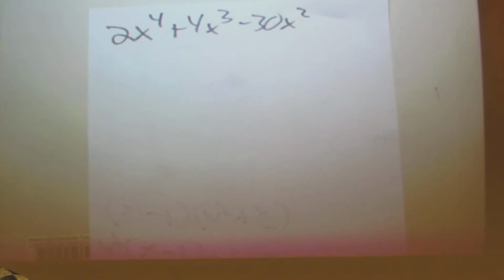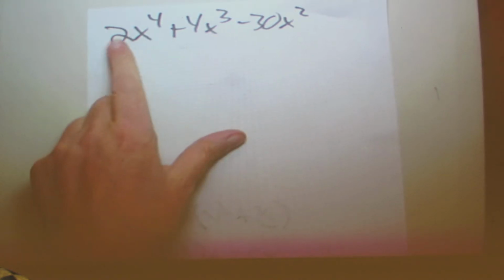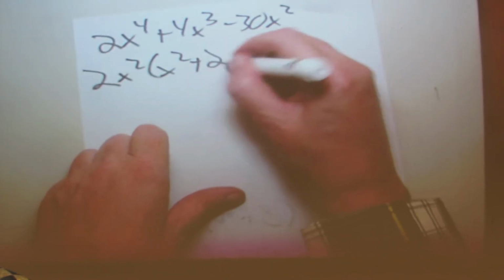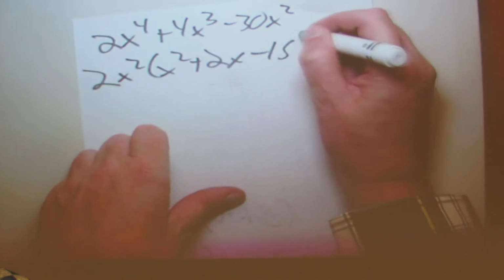We're going to start with something like 2x to the 4 plus 4x to the 3 minus 30x squared. The easy way to do this, because we can, let's factor out the 2. We also need to factor out the x squared. So we're going to be left with x squared plus 2x minus 15.